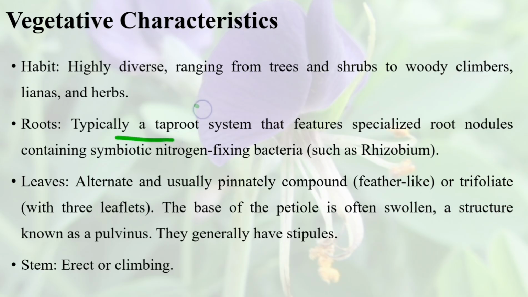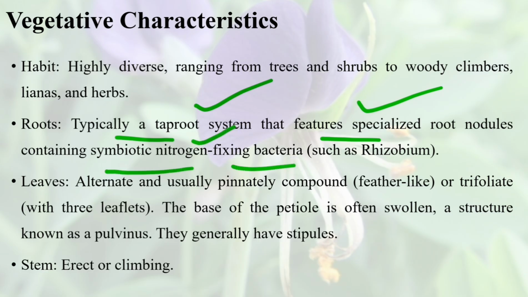Roots are typically a taproot system that features specialized root nodules. Root nodules present in the roots contain symbiotic nitrogen fixing bacteria. One of the most famous examples is Rhizobium, which helps to fix atmospheric nitrogen, because the plants cannot absorb nitrogen from the environment directly.